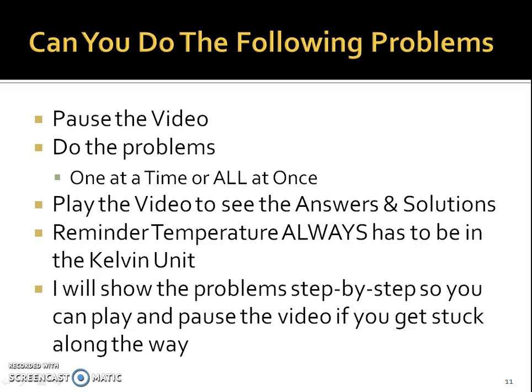So this way, if you get to a point in the problem and you're like, what do I do next? You can play the video, you can see the step by step, and maybe you might want to pause it and go, oh yeah, that's how you do it, and then continue doing the problem, and then go back to playing the video to see if you get the right answer. So that's how I'm going to do all of these problems.